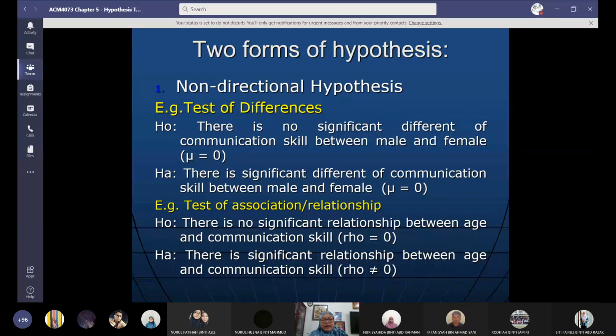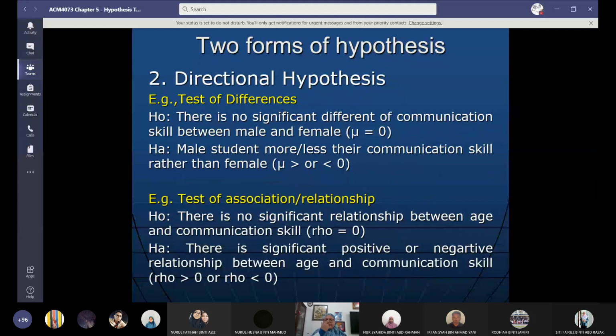And the alternative hypothesis for non-directional in relationship, we have to say that there is a relationship between age and communication skills. This is for two areas of differences and relationship.